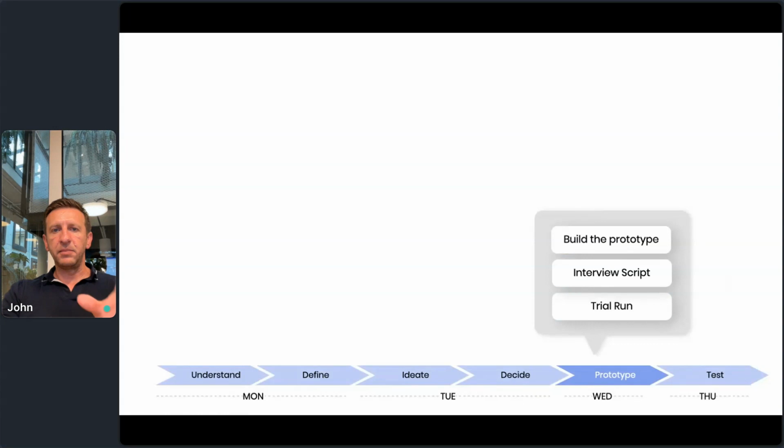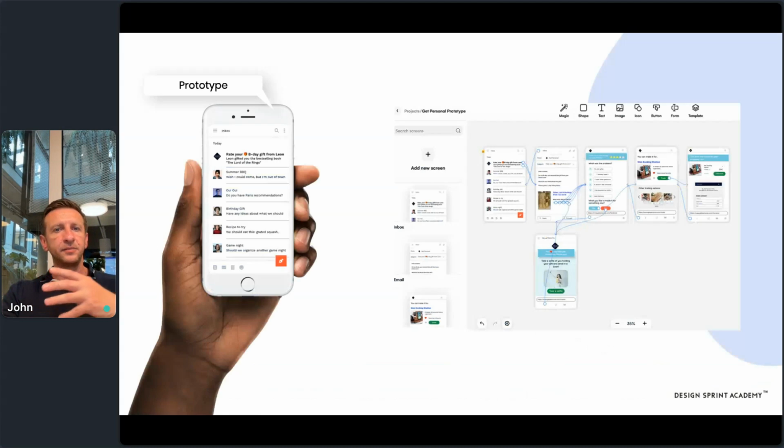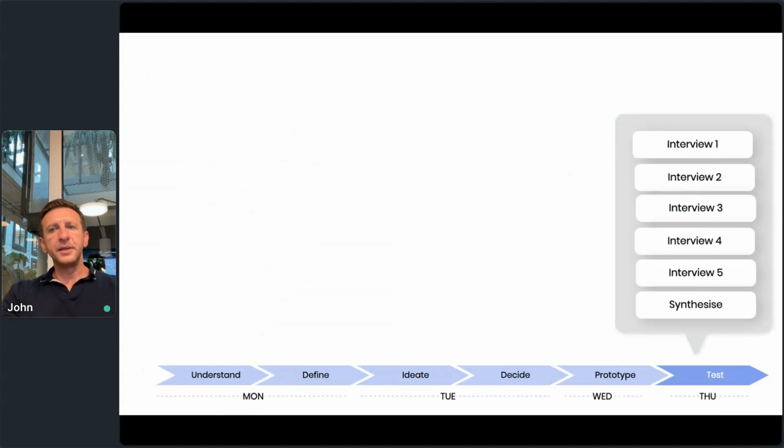Day 3, we build a prototype. So you still need the full day to build a prototype and create the interview script. And then that's one example of a prototype. And then you run a test in the last day, which for us is usually a Thursday, with 5 customers, the results.